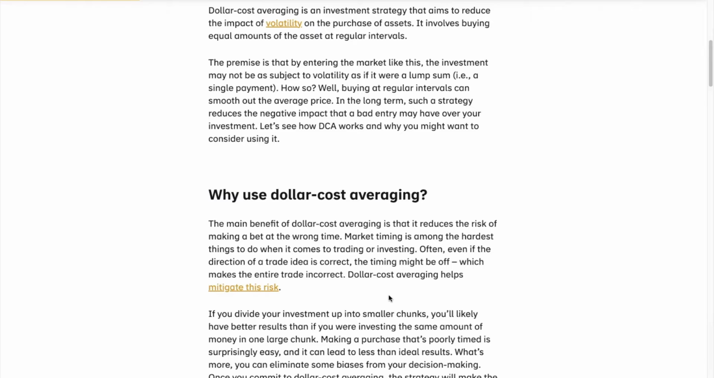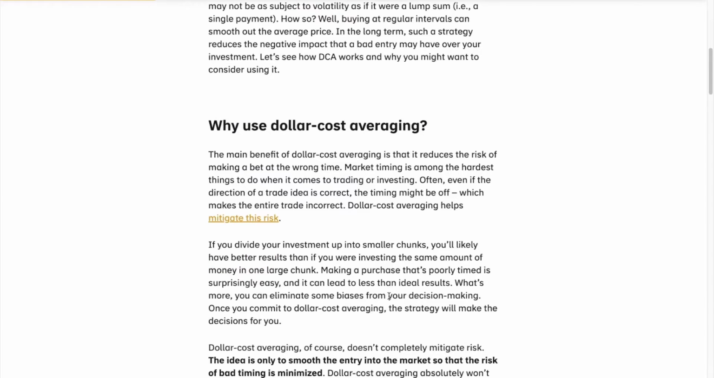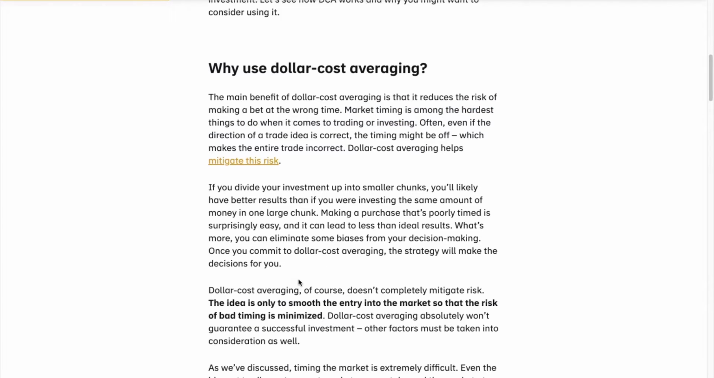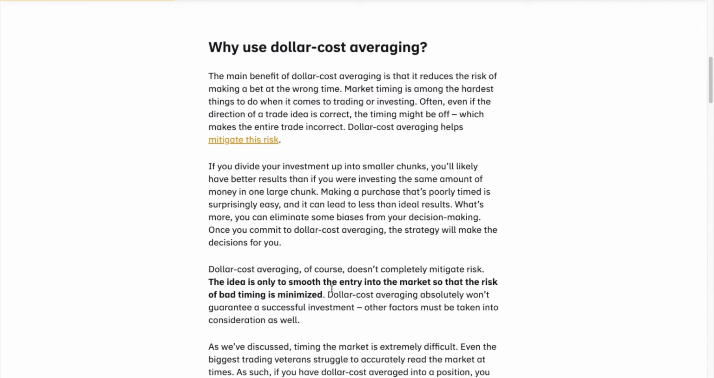Now, why dollar cost averaging? Well, the main benefit of dollar cost averaging, or DCA, is that it reduces the risk of making a bet at the wrong time. Market timing is among the hardest things to do when it comes to trading and investing. Often, even if the direction of a trade idea is correct, the timing might be off, which makes the entire trade incorrect. DCA helps mitigate this risk.